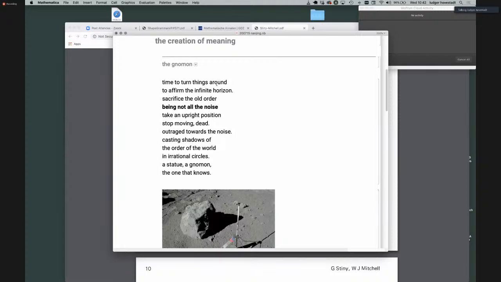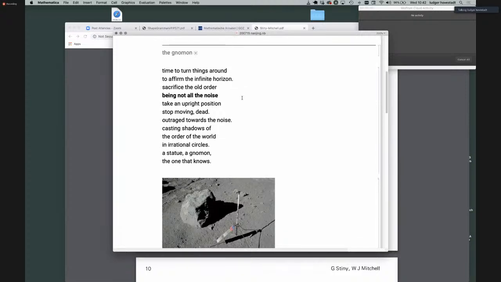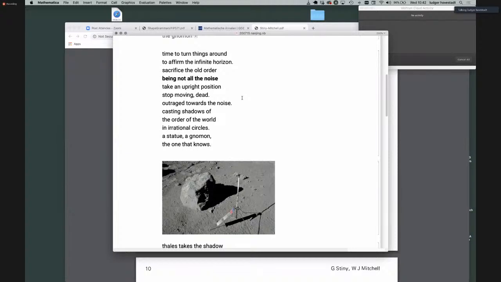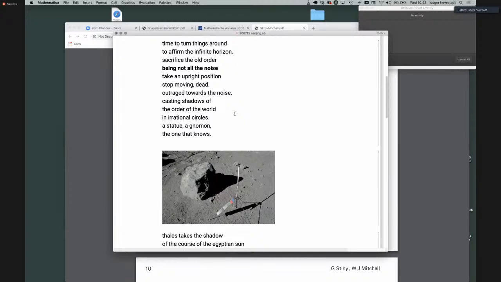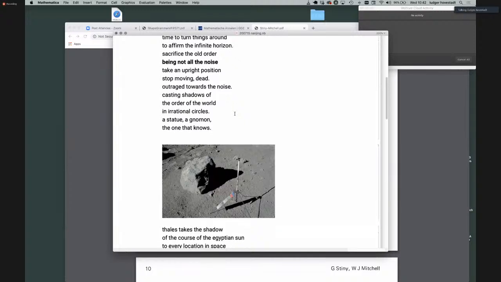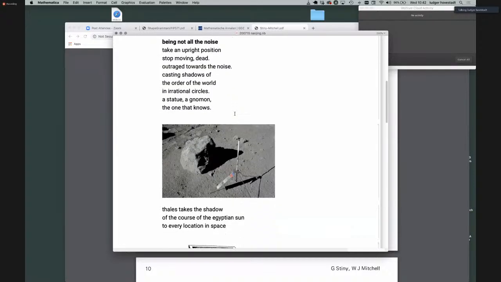Time to turn things around, to affirm the infinite horizon. Sacrifice the old order, being not all the noise we talked about. Take an upright position, stop moving, dead. Outraged toward the noise. Casting shadows of the order of the world in irrational circles. A statue, a gnomon, the one that knows. So this is the stick, the gnomon they put to the moon.